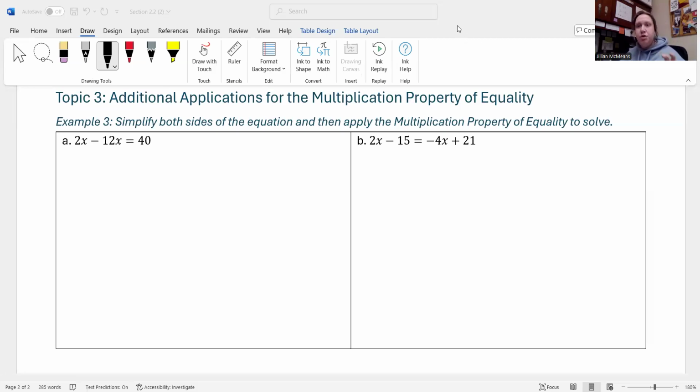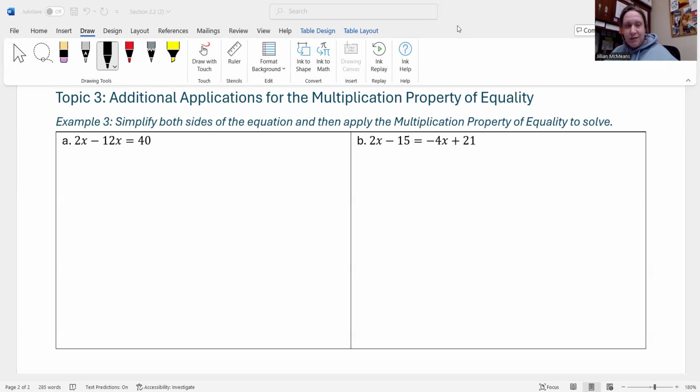Okay, I think I'm going to do just one video for the last two topics for this worksheet. So topic 3 is additional applications for the multiplication property of equality. So in the previous worksheet, we were doing the addition property of equality, and we had practiced it, but then I gave you a couple of equations that were a little more involved that needed some simplifying before we could apply the addition property of equality. We're going to do the same thing here, okay?